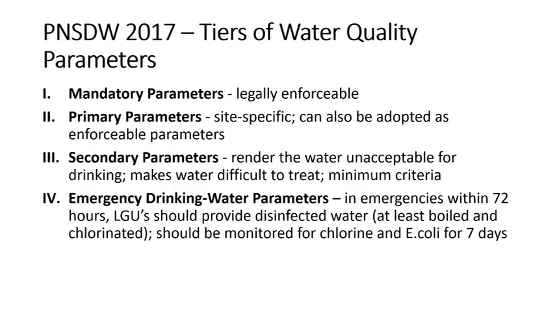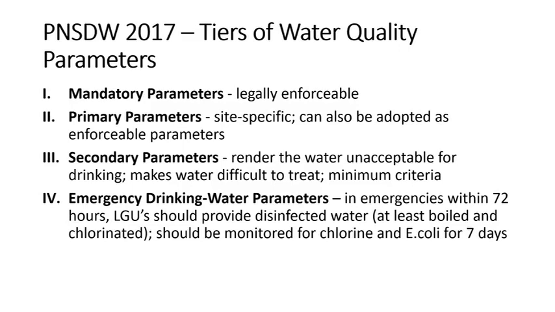Now, you have different tiers of water quality parameters. The most important, of course, is the mandatory water parameters. So these are legally enforceable, meaning if you break these parameters, you can get fined, you can land in jail, you can get lawsuits, and so on. And then the tier 2 is the primary parameters. So these are site specific parameters and can be adopted as enforceable parameters depending on the site conditions.